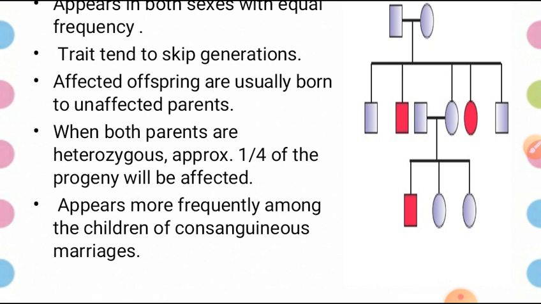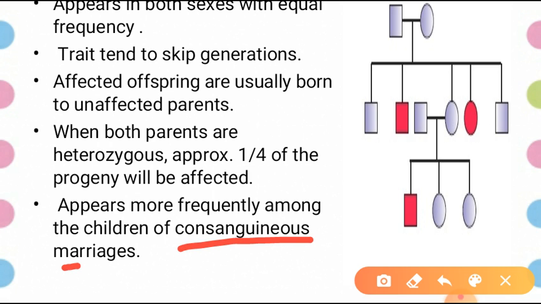This is more frequent among the children of consanguineous marriages, because recessive gene will express itself only under homozygous condition. Third type is sex-linked inheritance. There you know very well that it will follow crisscross pattern of inheritance. In the parent, if male is affected, in the offspring female will be affected, or in the parent if female is affected, in the offspring male will be affected.